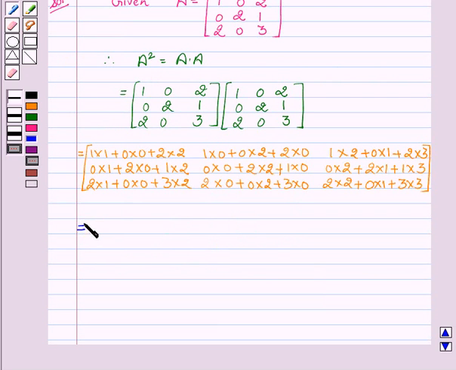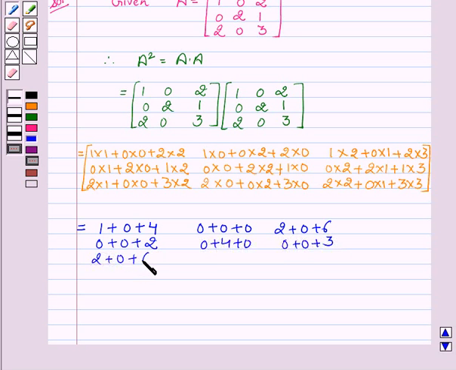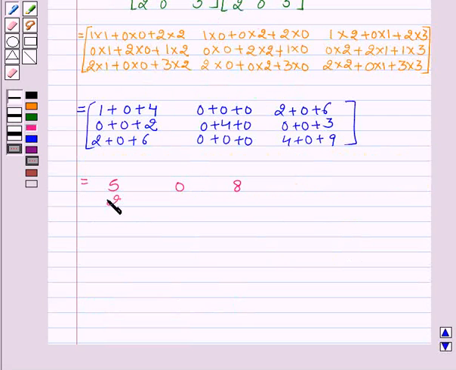So this gives A squared equal to 1 plus 0 plus 4, 0 plus 0 plus 0, 2 plus 0 plus 6, 0 plus 0 plus 2, 0 plus 4 plus 0, 0 plus 0 plus 3, 2 plus 0 plus 6, 0 plus 0 plus 0, 4 plus 0 plus 9. This will give us 5, 0, 8, 2, 4, 5, 8, 0, 13. So this is the value of A square. Let's name this as our first equation.